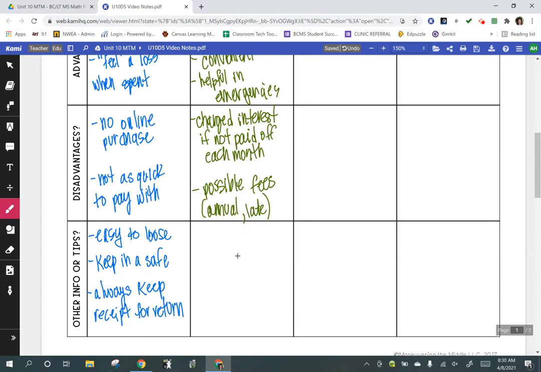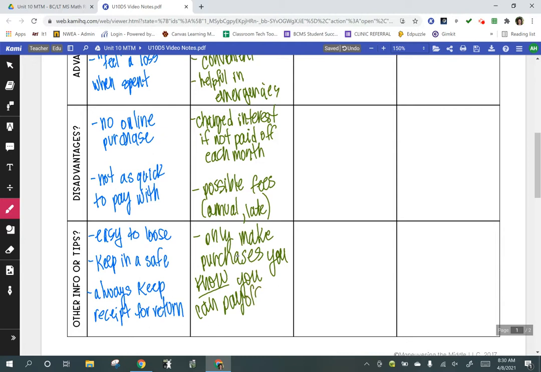Okay. Some other tips you might want to know about credit cards: only make purchases you can pay off each month. Otherwise, that's when you run into a lot of debt.